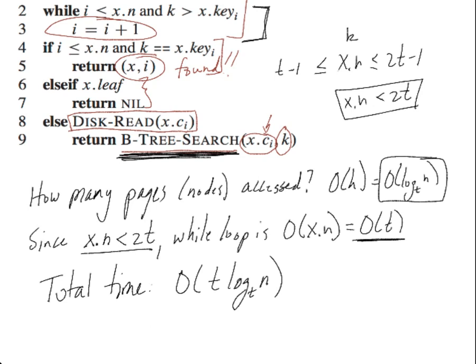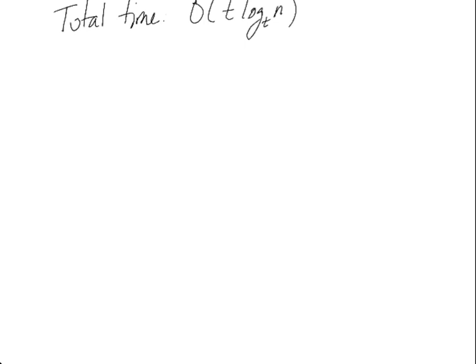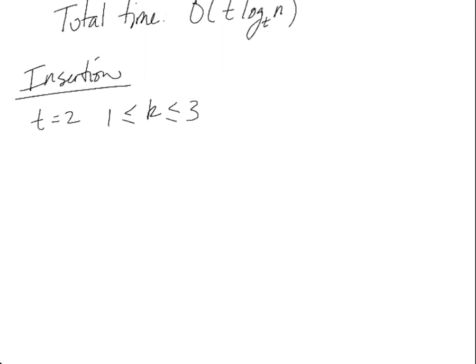Okay, so now let's look at insertion. And let's just do one more example. We did an example in the last video, but let's do one more. Let's say t equals 2 again. So the number of keys is greater than or equal to 1, less than or equal to 3.